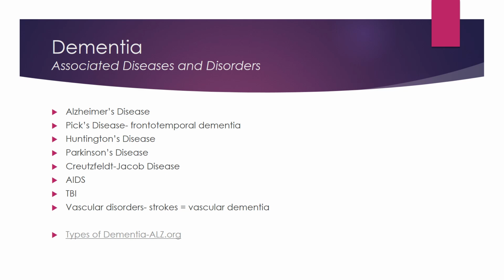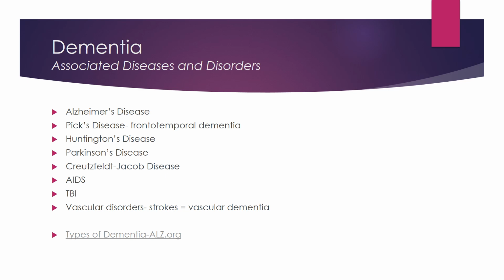There are different types of dementia. The one that you hear about the most is Alzheimer's disease. So Alzheimer's does not equal dementia. It's just a subtype of dementia. So you may hear it as Alzheimer's disease or Alzheimer's dementia. And sometimes you hear them interchangeably, but know that they're different.